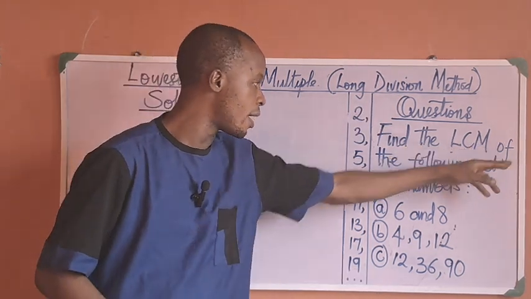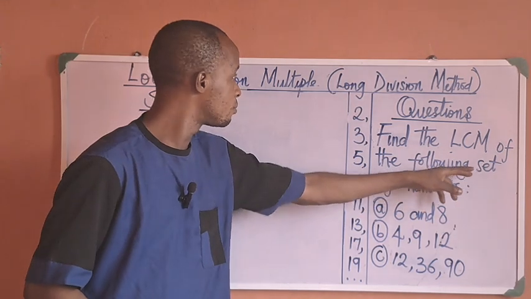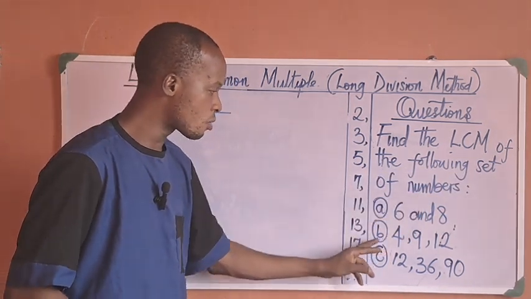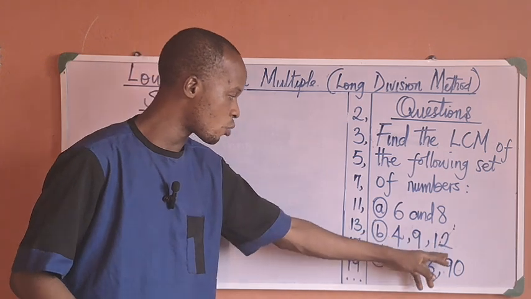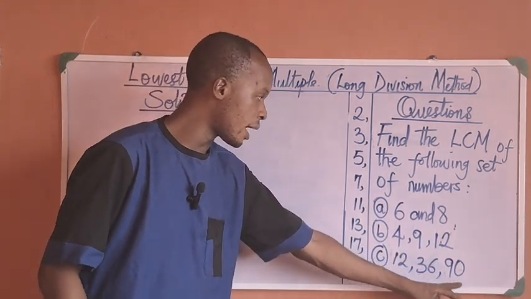Find the LCM, lowest common multiple, of the following set of numbers. Question A, 6 and 8. Question B, 4, 9, and 12. And question C, 12, 36, and 90.